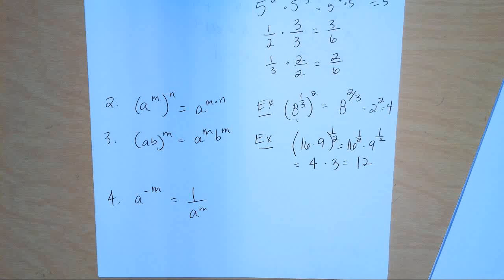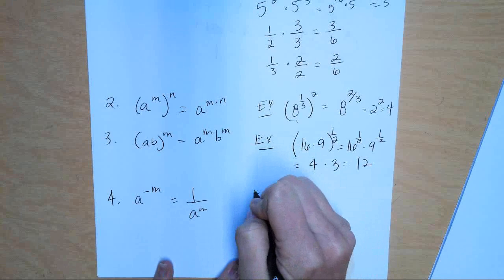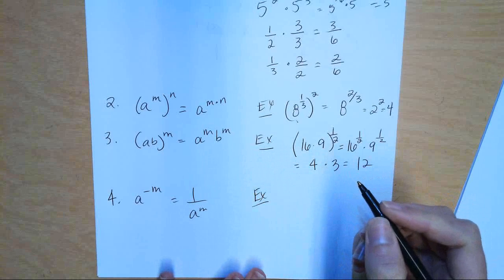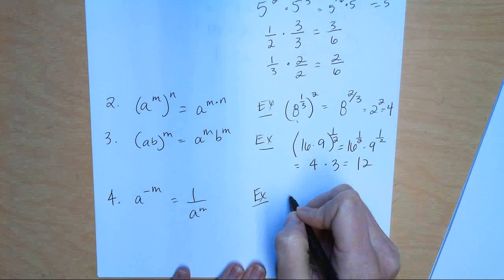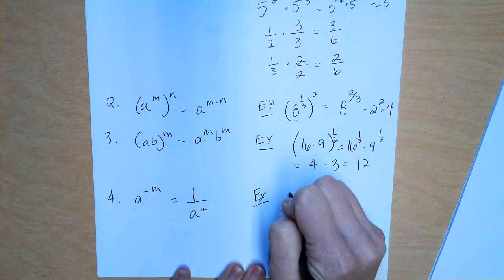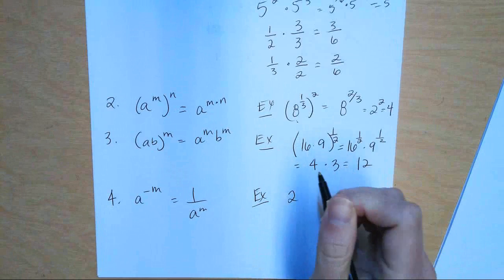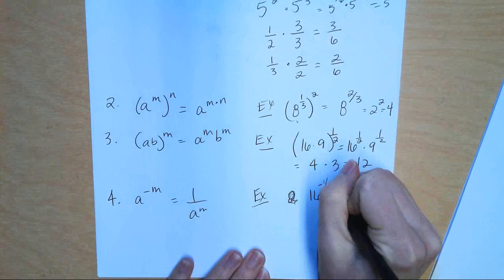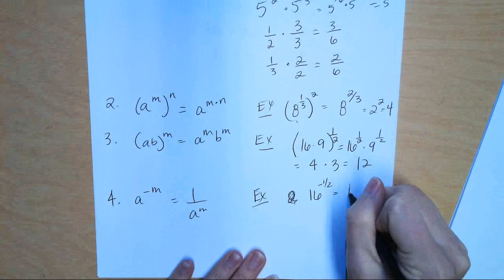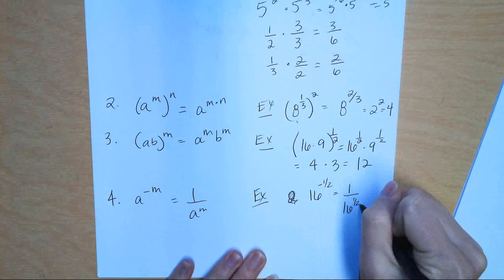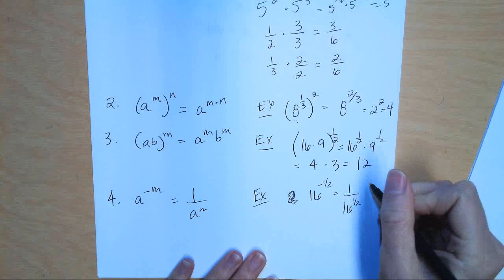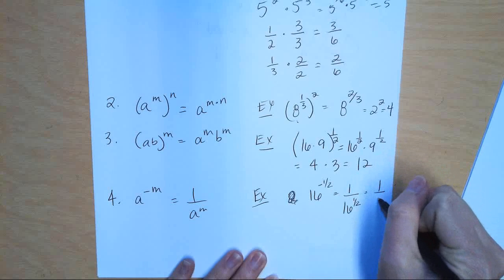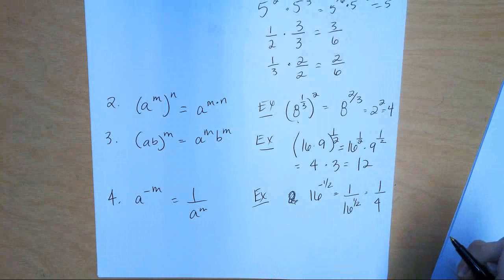A to the negative m is 1 over a to the m. For example, if we had 16 to the negative 1/2, it's going to be 1 over 16 to the 1/2 to make it positive. And then what is 16 to the 1/2? 4, right? The square root of 16, remember?